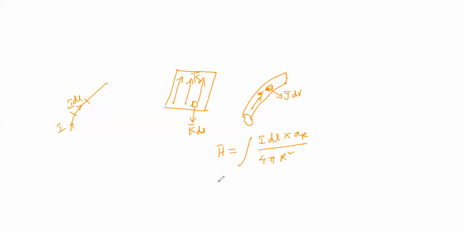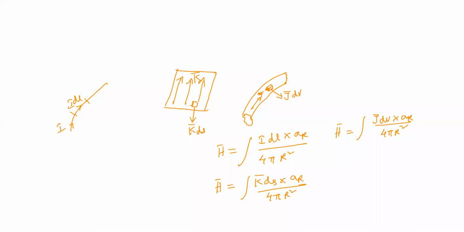The same we can write for the surface: H bar equals the integral of K bar ds cross aR divided by 4 pi r square. Similarly for the volume, H bar equals the integral of J bar dv cross aR divided by 4 pi r square. Next, we will see Ampere's circuit law.